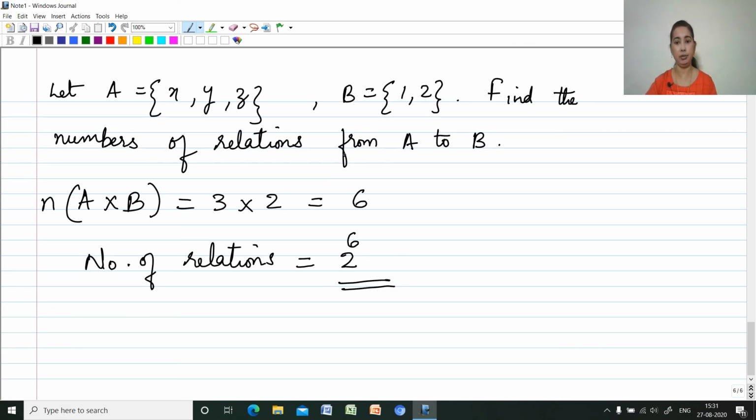So hope all of you understood what is domain, what is range, what is codomain, and what is a relation. And understand that a relation is always a subset of the Cartesian product.